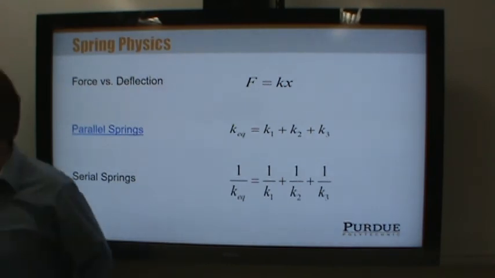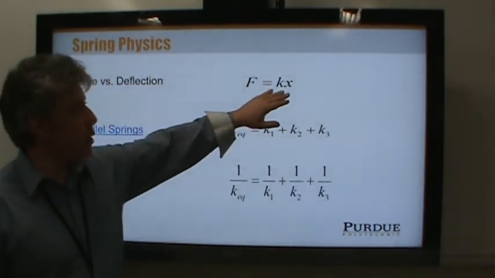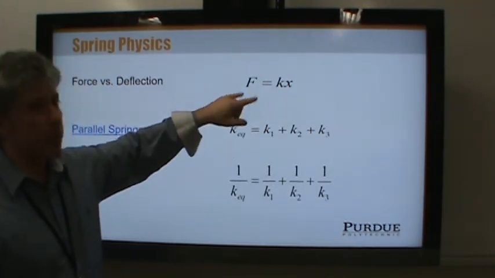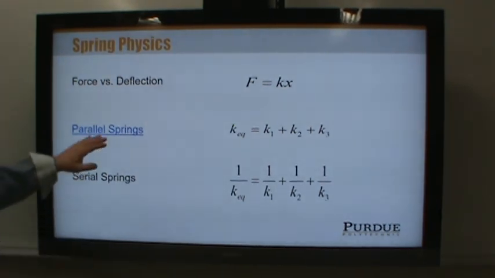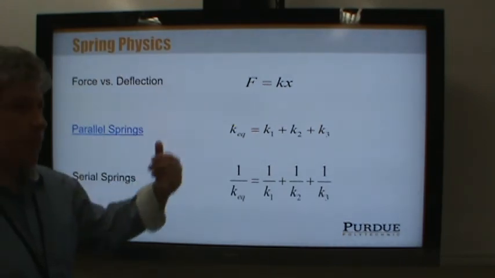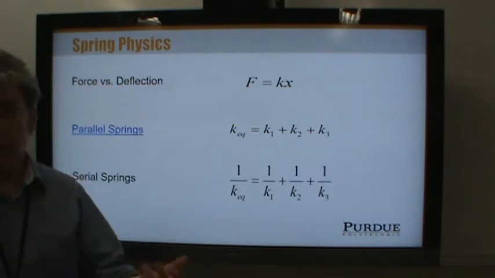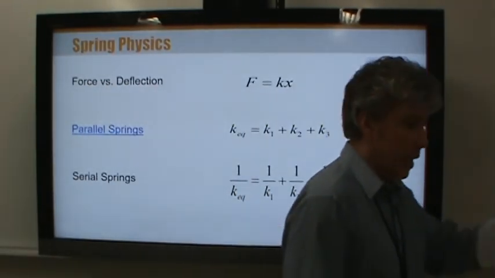All right, so what we're used to seeing is F equals Kx. This is the linear spring equation. It says that the farther the spring deflects, the force increases proportional to that deflection. Okay. Now, if you have parallel springs, then to get the effective spring constant, you just add all the spring constants together.